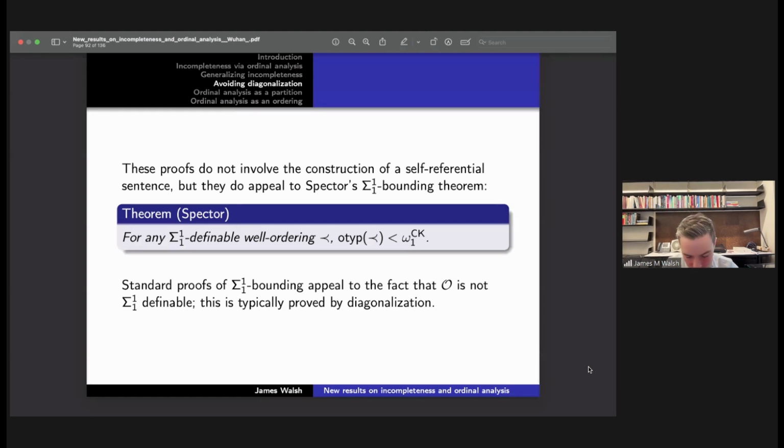Now, if you look at the literature, it's not totally precise what should count as a diagonalization argument. Maybe diagonalization comes in degrees. It's not clear. But I've seen it claimed of many different results that they are diagonalization arguments, even when you wouldn't think that they were. Nevertheless, I think that the most egregious forms of diagonalization can be removed from the proof. And in particular, this appeal to diagonalization in the proof of Σ^1_1 bounding can be removed.